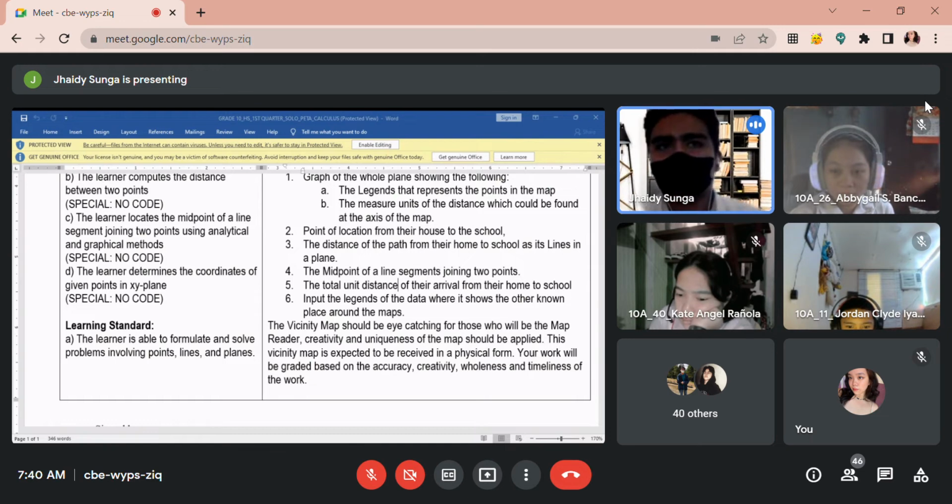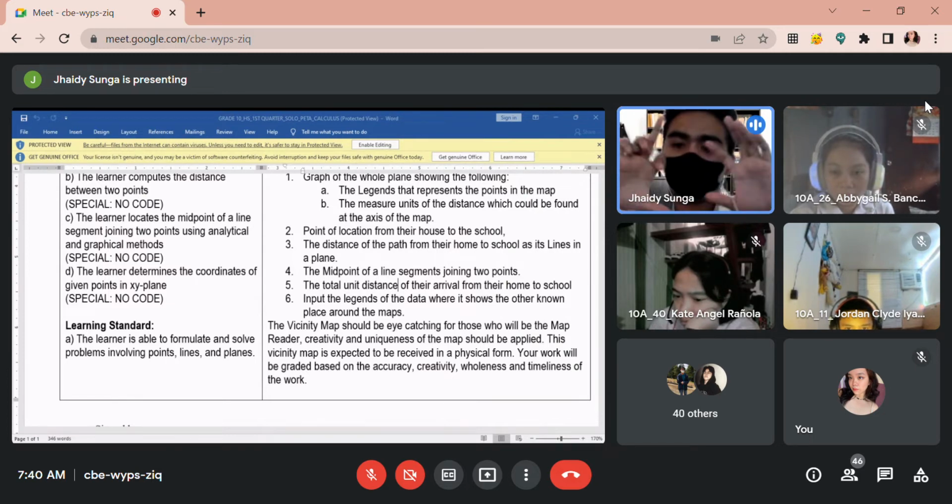But in our case, we really don't allow students going to our school unless there are some requirements, for example, the eye checkup. So what we are going to do is make your vicinity map either in long bond paper so that it could be enlarged, compared to the short bond paper.